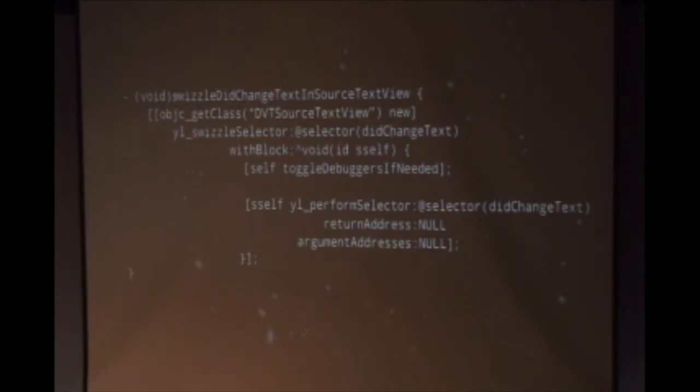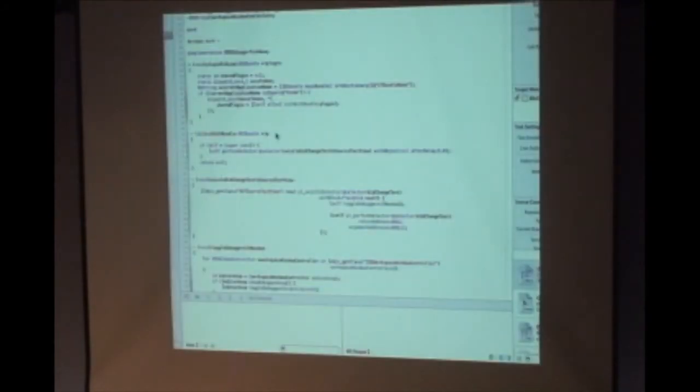So we get back to our implementation of our method, which we can now understand. On every instance of DVTSourceTextView, we swizzle the didChangeText method and replace it with a block, which calls our toggleDebuggersIfNeeded method, and then the original implementation. So now we can see the plugin in action. If something gets typed, the debugger gets hidden.